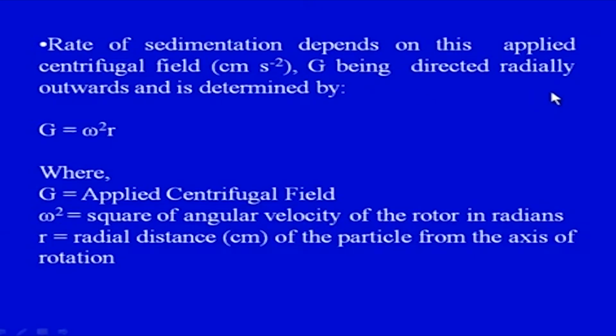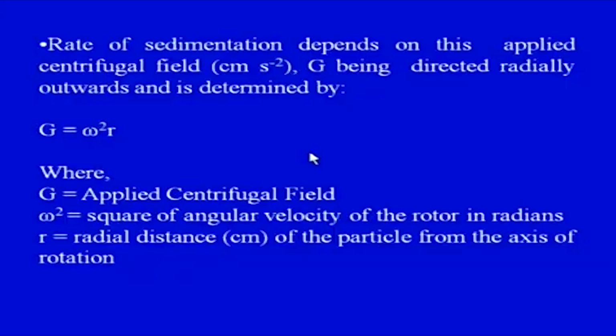which is being directed radially outwards actually. So, centrifugal force: anything which moves in circular motion will experience an outward centrifugal force. There is a centripetal force which is inward, and there is a centrifugal force which is outward. And this outward force is given by omega square r.